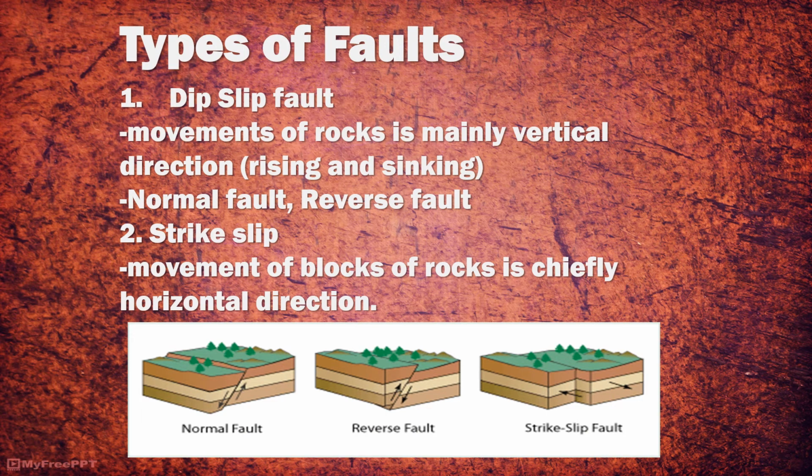These are different types of your fault. We have your dip slip fault. Movement of rock is mainly in a vertical direction, rising and sinking, just like your normal fault and reverse fault. Your strike slip is the movement of rocks in a chiefly horizontal direction. Pagtaas at pagbaba ang ating dip slip fault and your strike slip is horizontal direction.